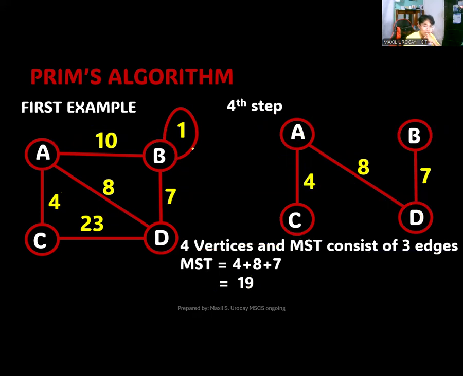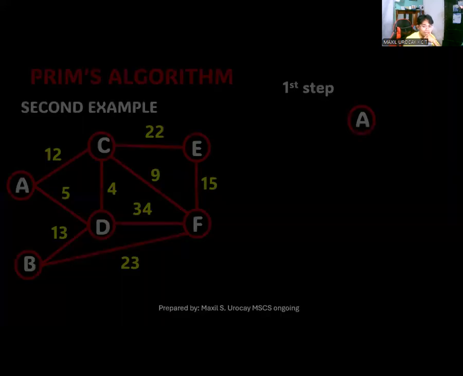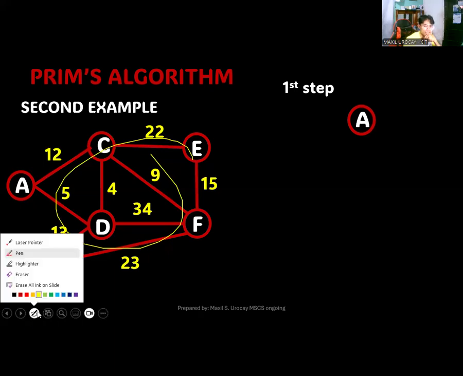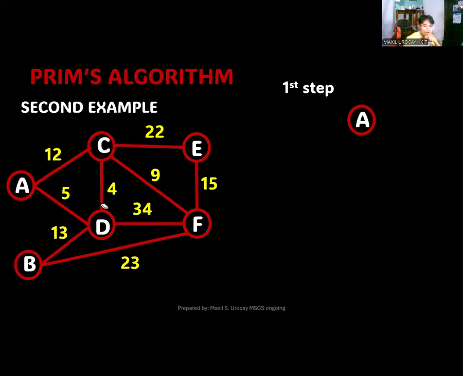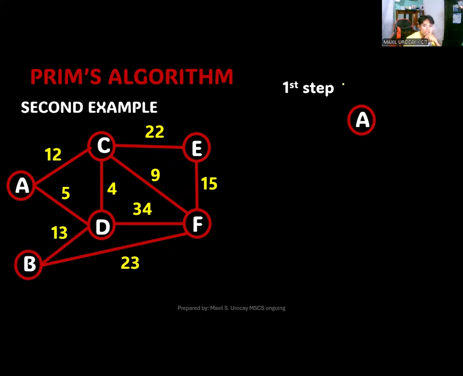Now, let's continue with the next example then. We also have an example here, something like that. It is somewhat harder compared to the first example that I actually gave. So suppose that your first step is A. You can perform that in here. What will be the adjacent of A? That is C and that is D. So that is 12 and 5. Therefore we can choose 5. So that is A to D.